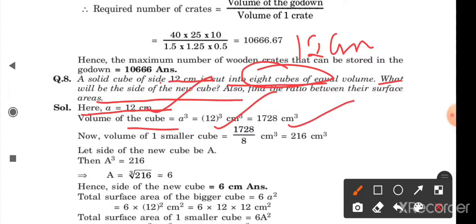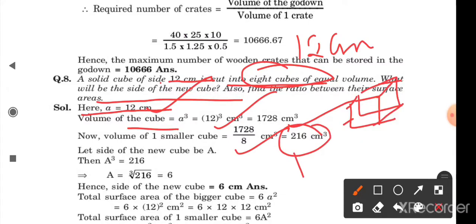Now you have to cut this big cube into small cubes, so you will divide it by 8. Therefore the volume of one cube will be 216, and the volume of the small cube will be a cube, side into side into side, which is 216. Therefore a is equal to the cube root of 216, which is 6.